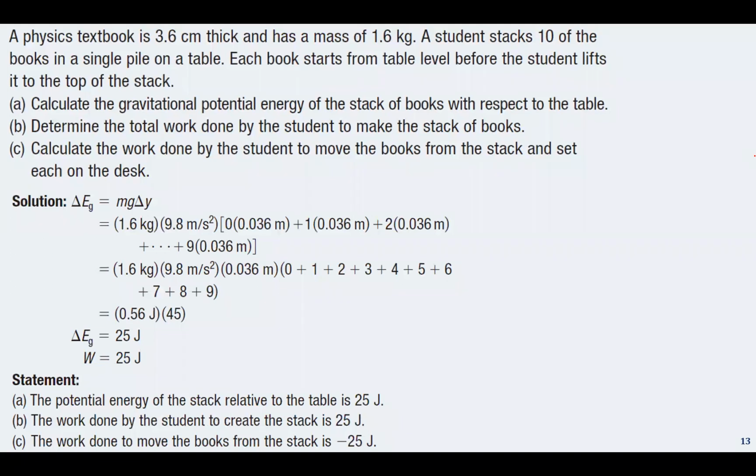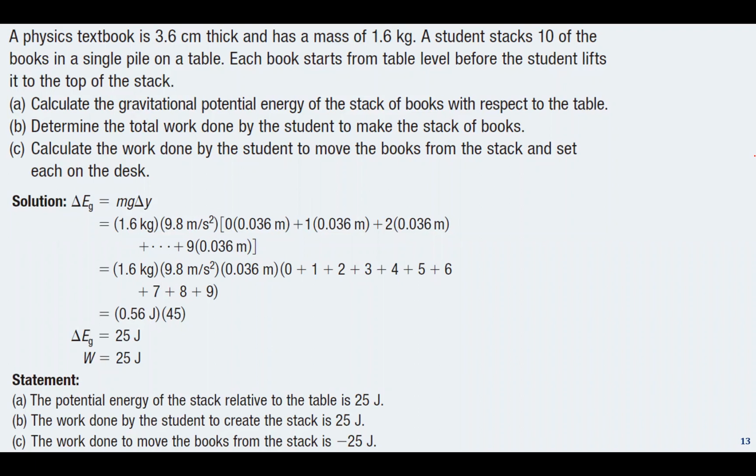Okay, so delta Eg is mg delta y, which is 1.6 kilograms times 9.8 meters per square second times the sum of the numbers here. And also note that we can put the common factor 0.036 in front, and what is left is an arithmetic sequence. So there is a shortcut to calculate the sum of the arithmetic sequence, right? Which is the first term plus the last term times the number of terms over 2. Okay, so the final result is approximately 25 joules. And the work done is also 25 joules.